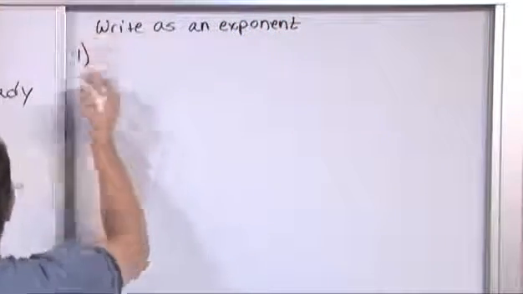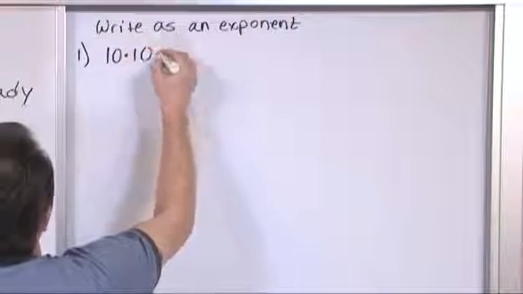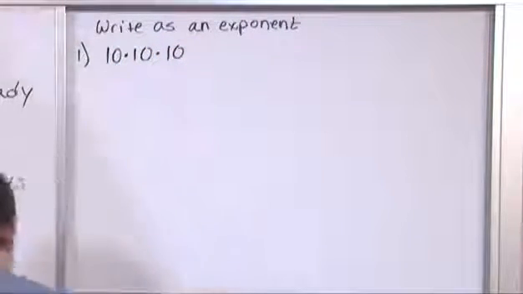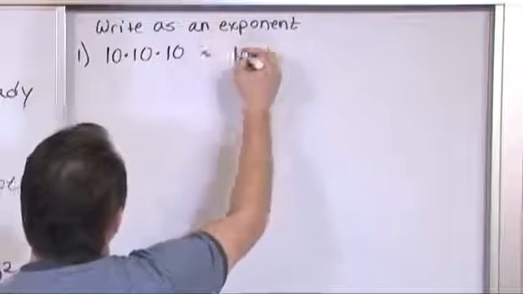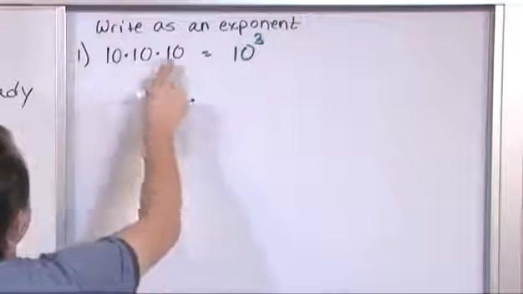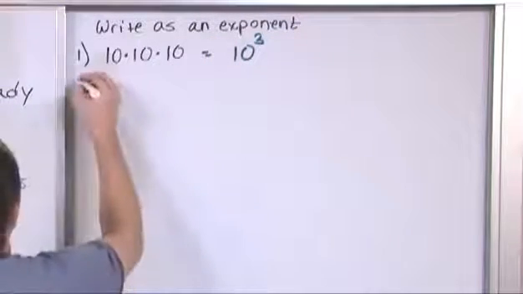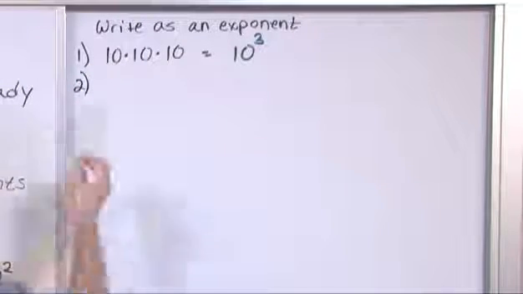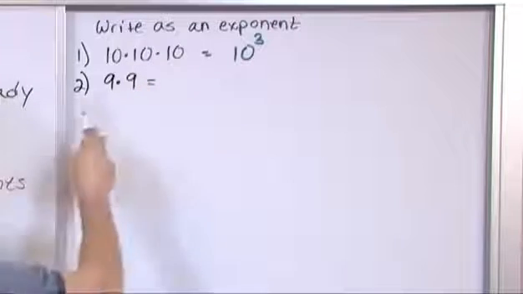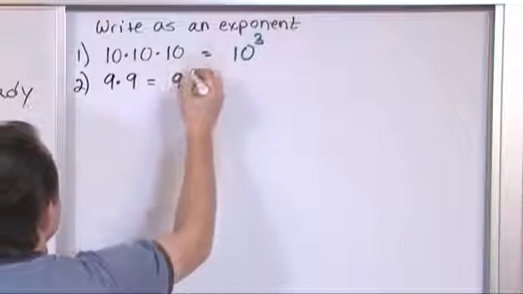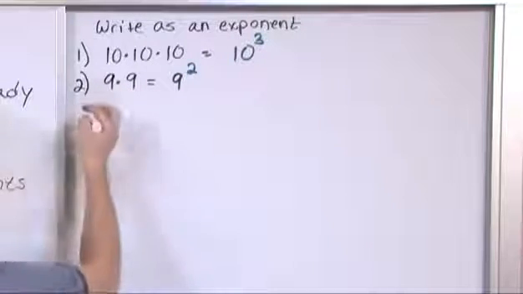Okay, the first one is 10 times 10 times 10. How do you write that as an exponent? Well, you have the same number here, so you write it as 10 cubed because you're multiplying it by itself 3 times. That's why you write the 3 up there like that. Number 2. What is 9 times 9? How do you write that as an exponent? You have the same number here, so you write 9 raised to the power of 2 because you're multiplying it by itself 2 times.